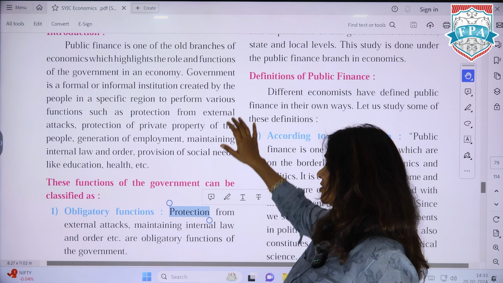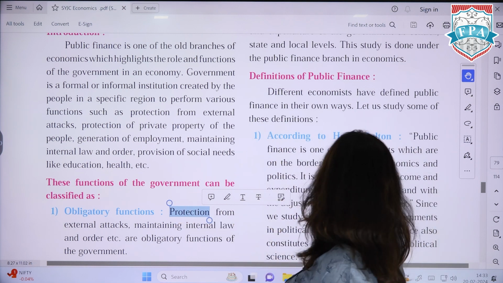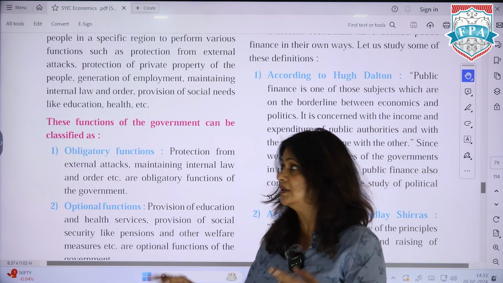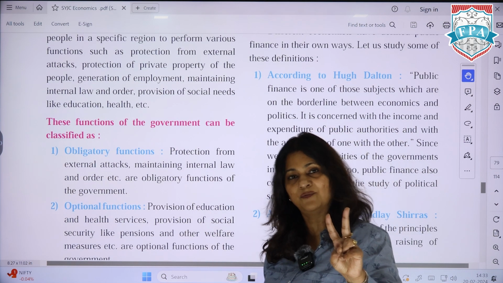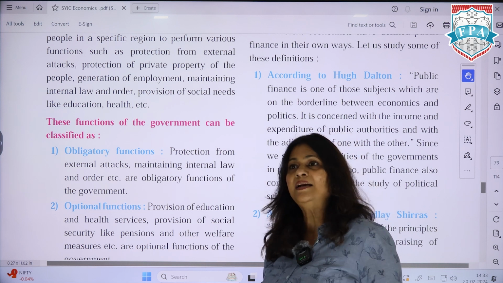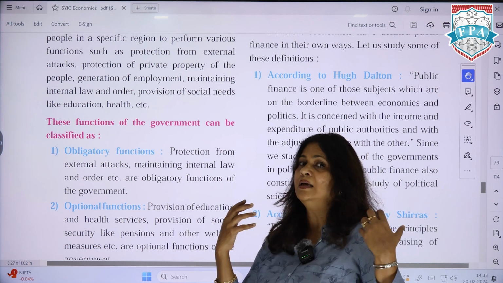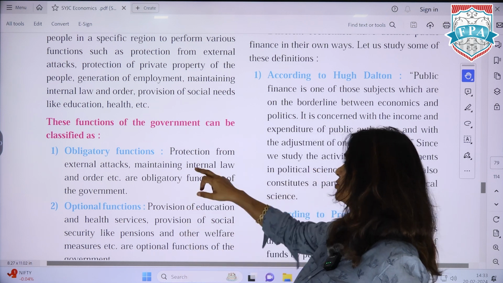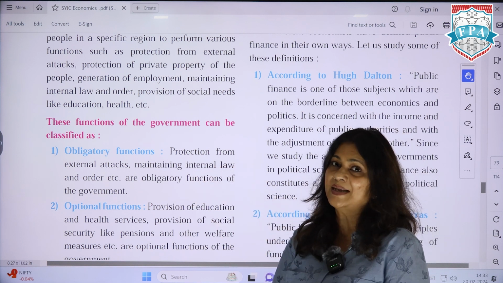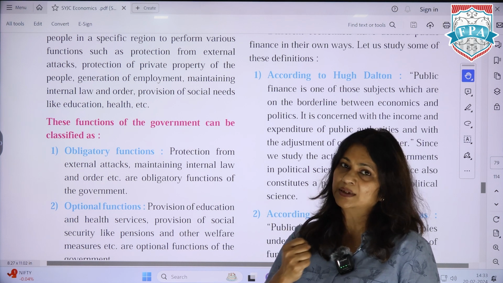The functions of government have also come in the exam, as a 2-marker. There are two types of functions of the government, one obligatory and one optional. The obligatory function of the government is that it has to take care of the people. Now taking care means it has to maintain law and order, and it has to protect its people from external attacks. That is the obligatory function of the government.